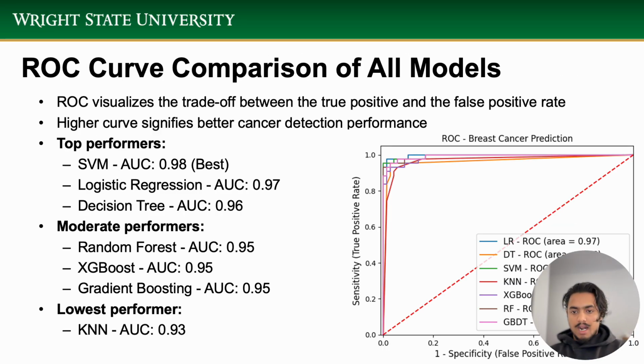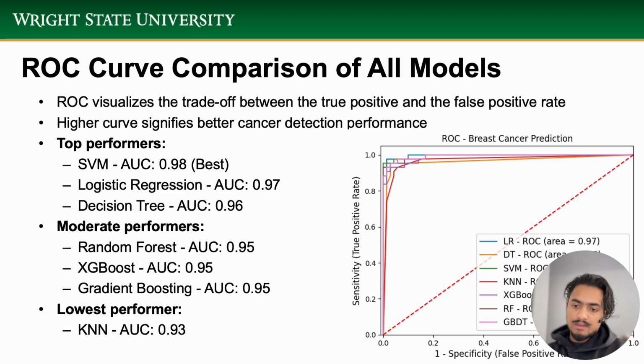So here is the combined ROC curve for all models. The ROC curve measures a model's ability to distinguish between malignant and benign tumors across all possible classification thresholds. We see that the SVM has the highest AUC score of 0.98, making it the strongest performer in terms of overall separability. Logistic regression follows closely with an AUC of 0.97, and the decision tree also performs well with an AUC of 0.96.